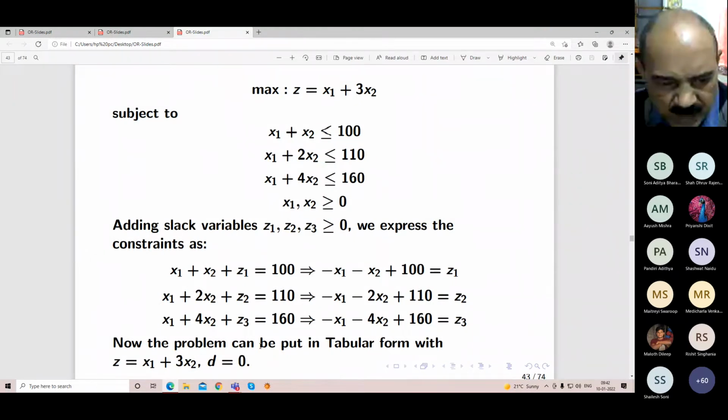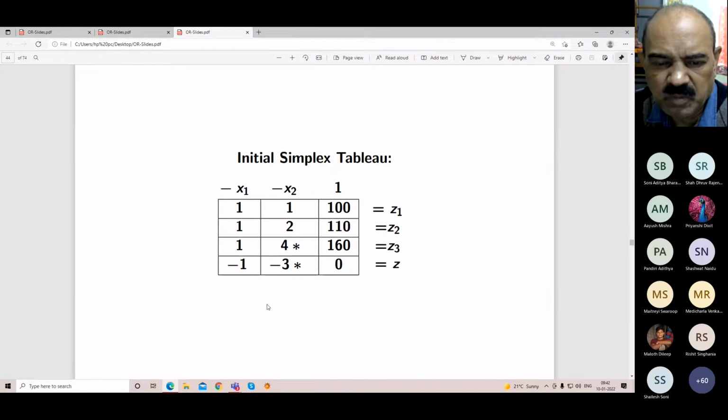Now the problem can be put in a tabular form. So how can you put it in the tabular form? This is the tabular form. We are writing in this form: minus x1 minus x2 plus 100 equal to Z1. Second one, minus X1 minus 2X2 plus 110 equal to Z2. Third one, minus X1 minus 4X2 plus 160 equal to Z3.